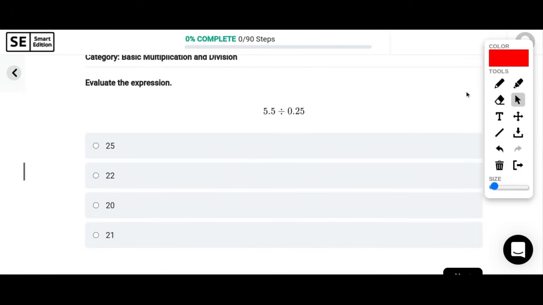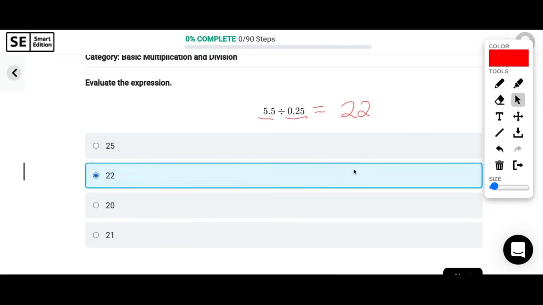Okay, 5 5/10 divided by 25 hundredths. I would just plug this right into my calculator. 5 5/10 divided by 25 hundredths, and you will get 22 as your answer.